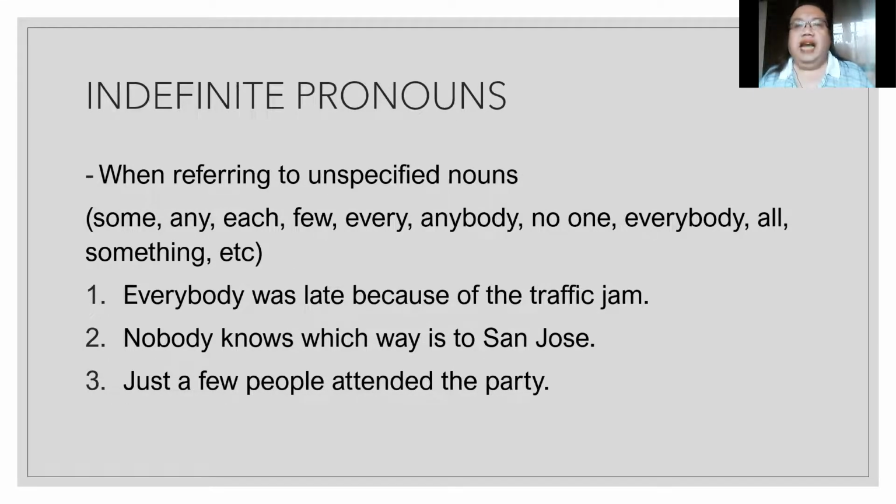Indefinite pronouns. Indefinite pronouns are pronouns or words used when we are referring to unspecified nouns, meaning we can't identify the nouns. That's why we're using indefinite pronouns. So the popular examples of indefinite pronouns are some, each, few, every, anybody, no one, everybody, all, something. Let's try to use them in a sentence. Everybody was late because of the traffic jam. Nobody knows which way to San Jose. Just a few people attended the party.